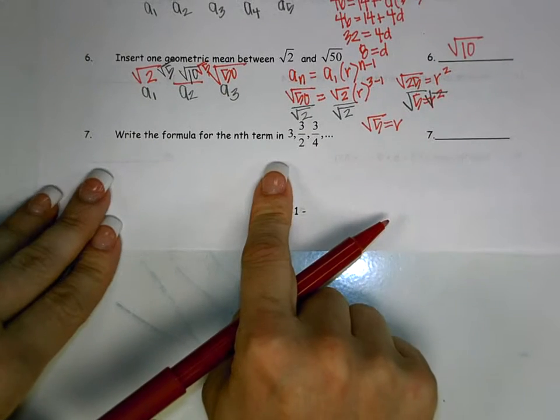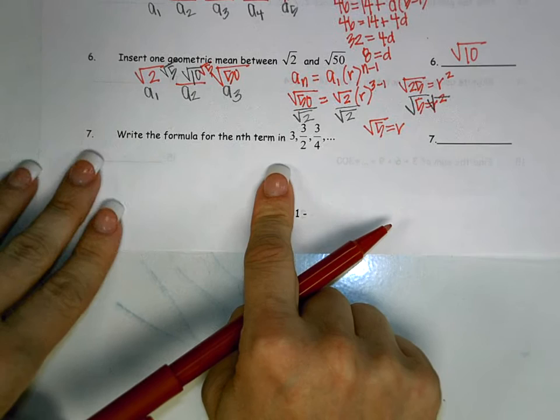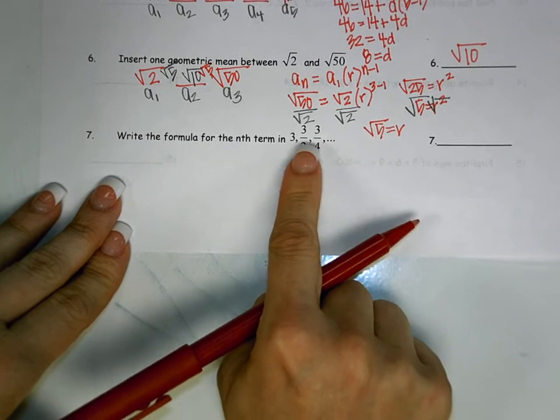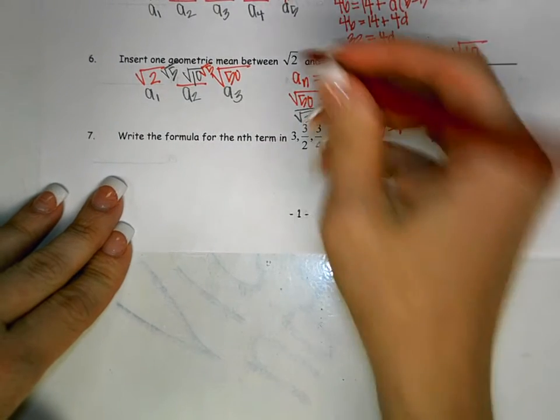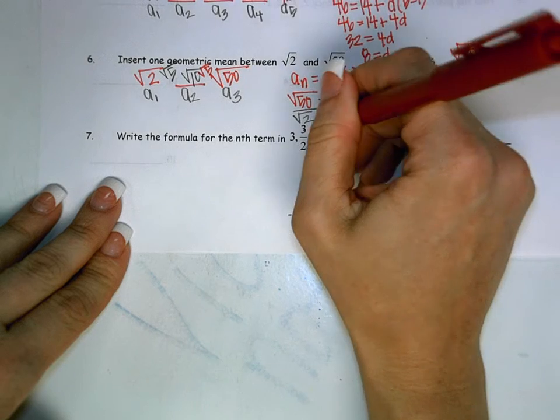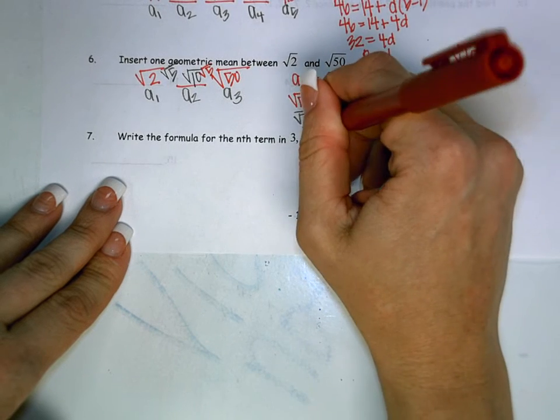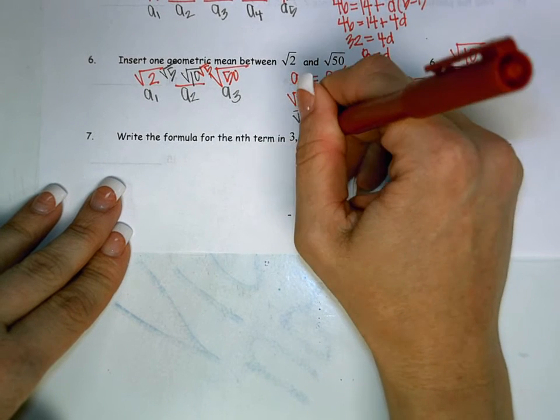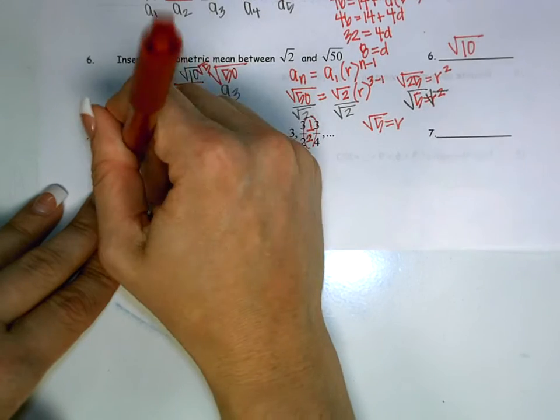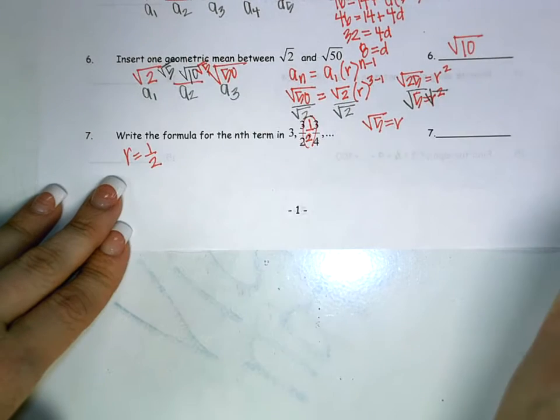Write a formula for the nth term. First determine if this is arithmetic or geometric. There is no common difference. Hopefully you can see that. To get from 3 to 3/2, we would multiply by 1/2. To get from 2 to 4, you'd multiply by 2. So the ratio is 1/2.